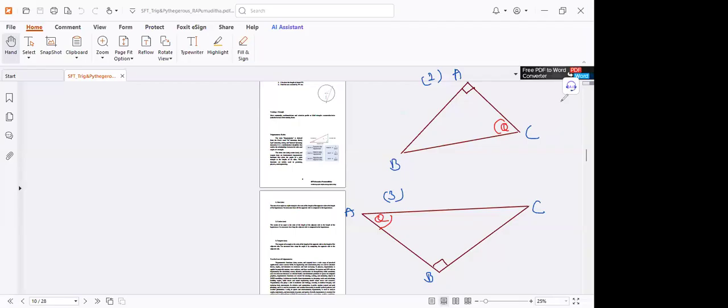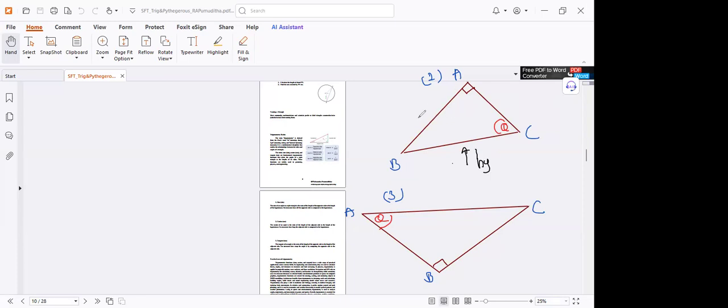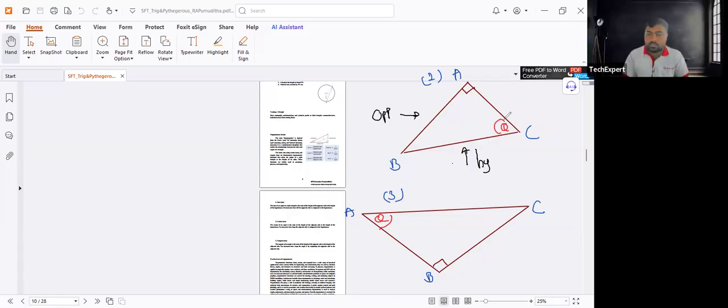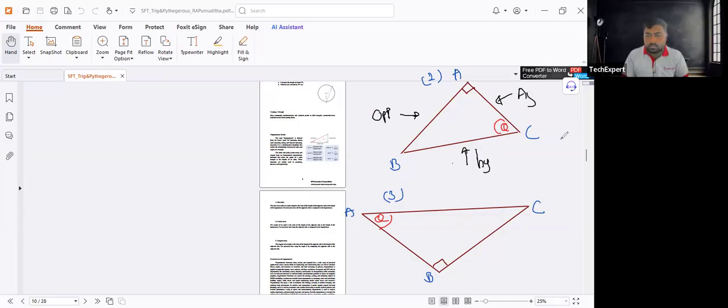Second one, hypotenuse BC. This is the hypotenuse. Then opposite, BA. BA is opposite. Then the adjacent side, AC. AC is adjacent. Follow that method.